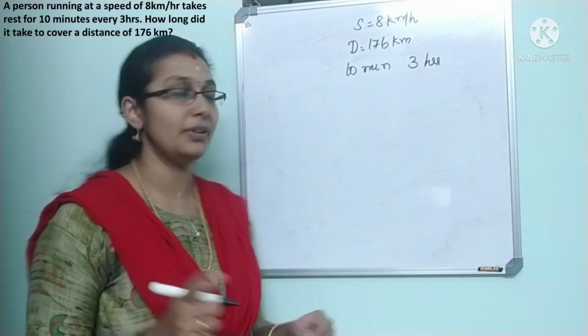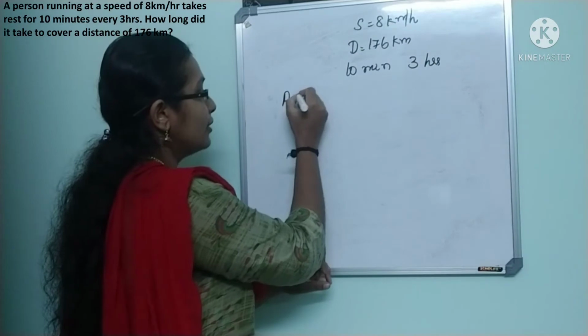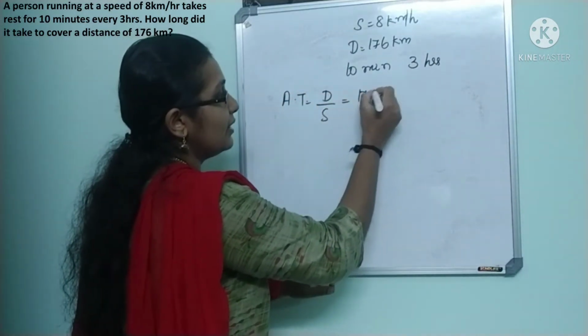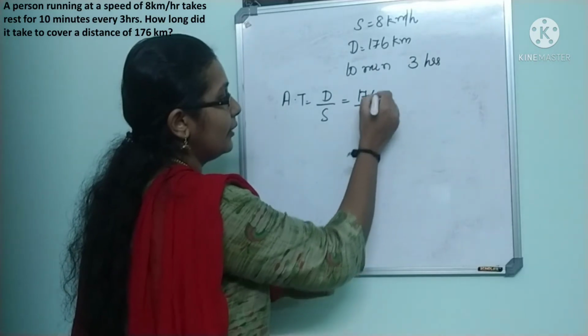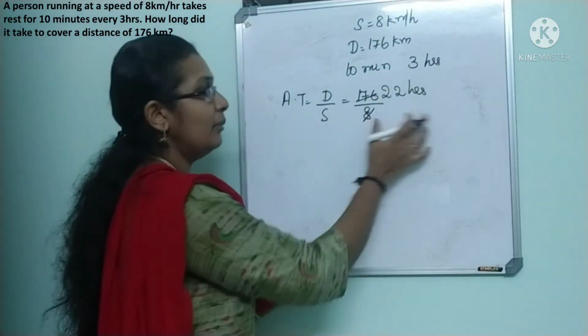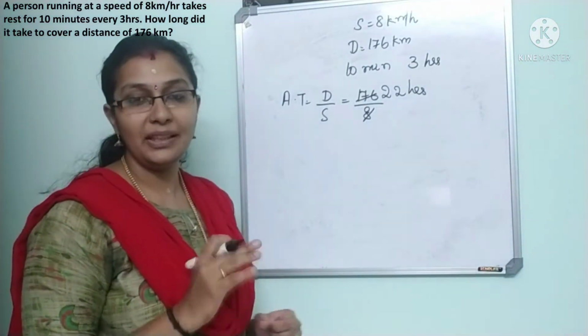So the first duty is to find the actual time. So actual time is equal to distance by speed. So distance is 176 divided by speed is 8. 8 2s are 16, 8 2s are 16. So actual time to reach the destination is 22 hours.